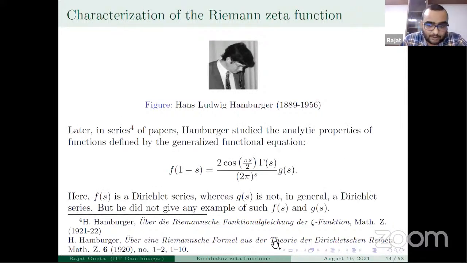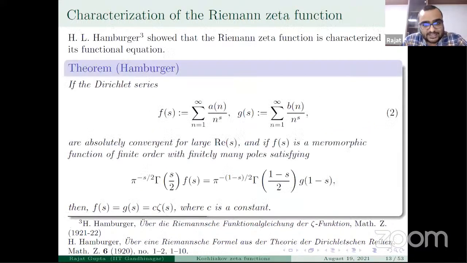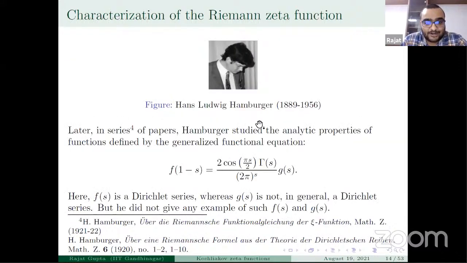And in a series of papers from 1920 to 22, he considered an asymmetric form of this functional equation, that f of 1 minus s is equal to 2 cos pi s by 2, gamma s upon 2 pi to the s, and g of s, where he specifically considered that f is a Dirichlet series where g is not in general a Dirichlet series. While in the previous case, both the series were Dirichlet series, f and g both. But in this part, he considered f as a Dirichlet series, but g is not a Dirichlet series. So he studied the properties of f and g satisfied by this functional equation, but he did not give any such example of f and g.